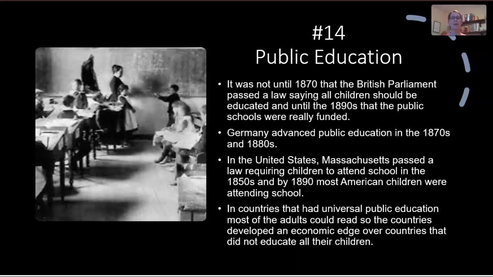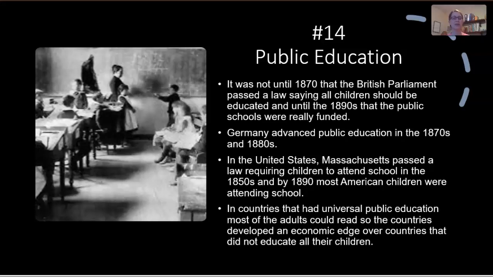Number 14. Public education. It was not until the 1870s that the British Parliament passed a law saying all children should be educated, and until the 1890s that public schools were really funded. Germany advanced public education in the 1870s and 1880s. In the United States, Massachusetts passed a law requiring children to attend school in the 1850s, and by 1890, most American children were attending school.